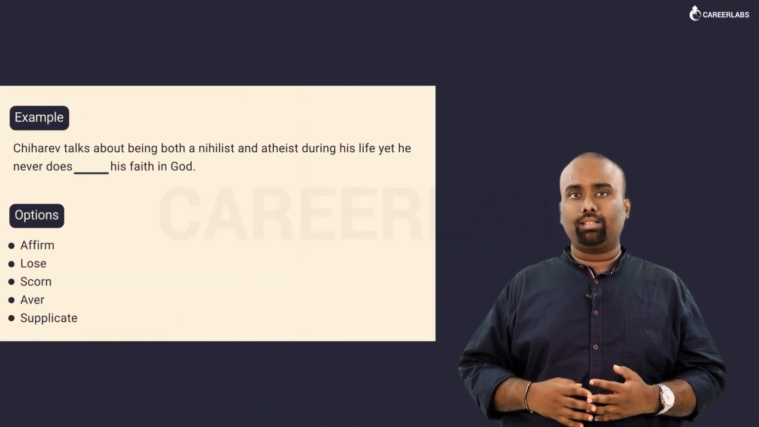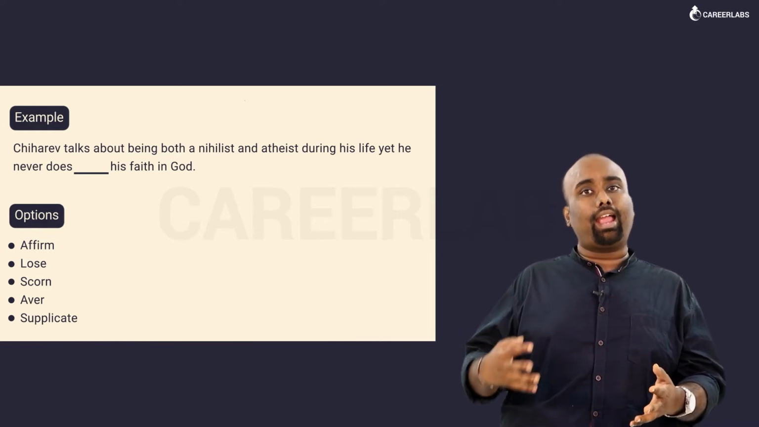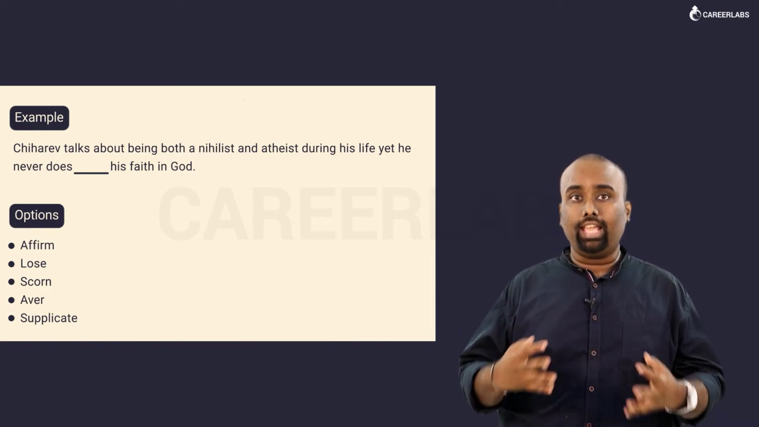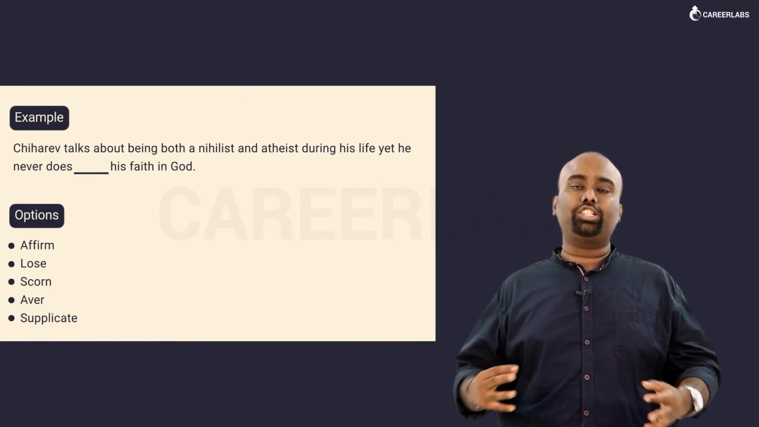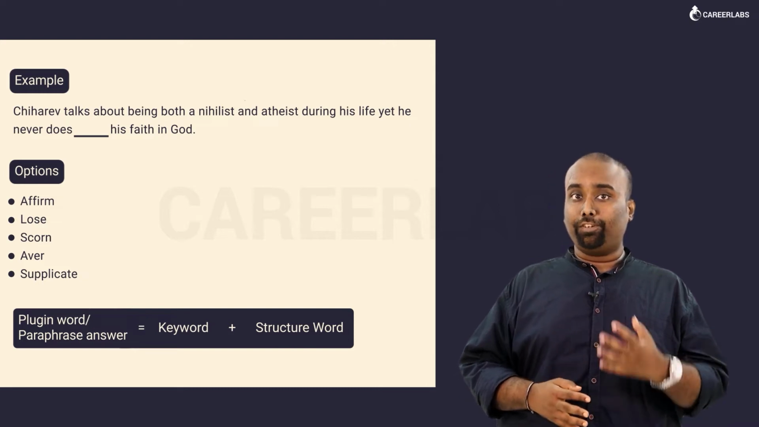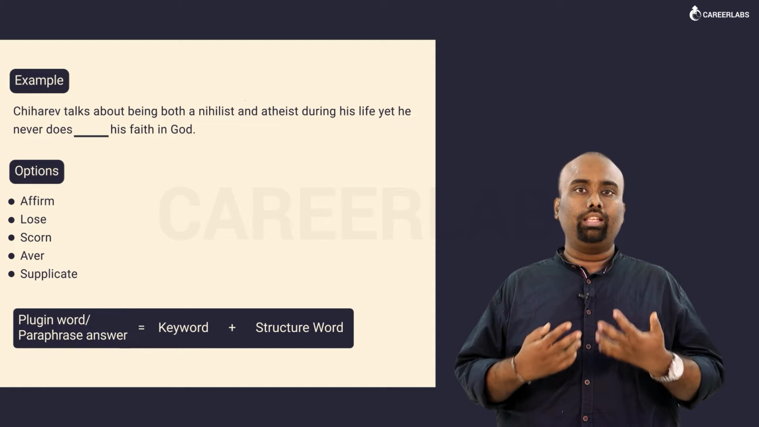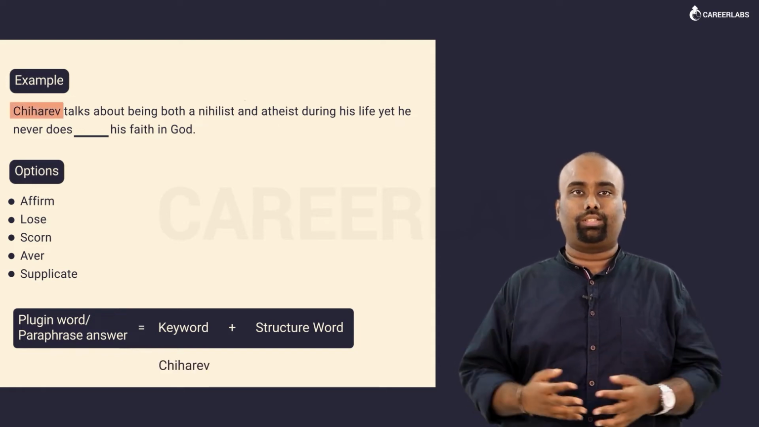The sentence reads, Chiharev talks about being both a nihilist and an atheist during his life, yet he never does dash his faith in God. Now let's apply the plug-in formula. The first thing we need to check is what or whom the blank is talking about. Here, it's Chiharev, of course.